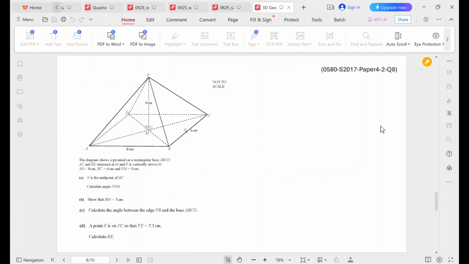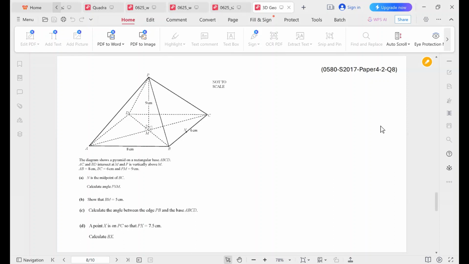Our final question here. The diagram shows a pyramid on a rectangular base ABCD. AC and BD intersect at M, and P is vertically above M. AB equals 8, BC equals 6, and PM equals 9. N is the midpoint of BC. Calculate angle PNM.